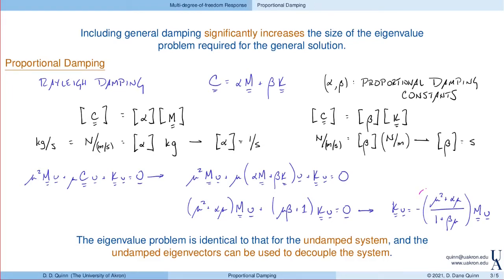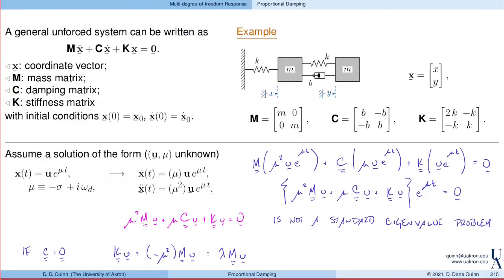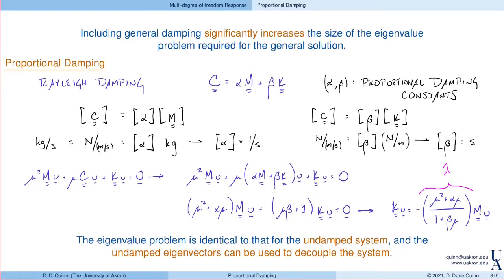So this would now be the eigenvalue. And if we can solve for the eigenvalue, then we can identify the appropriate value of mu, which would go then into the assumed solution here. But the important thing is that this eigenvalue problem is identical for the damped system and the undamped system. And as a result, just like we saw with modal analysis, once I've solved this, the undamped eigenvectors can be used to decouple the system into the individual modes.